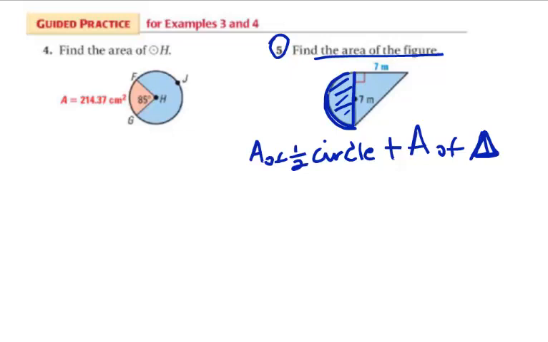So let's take a look at what a circle is. The area of a circle is pi r squared. Now look at what my radius is here. If the diameter is 7, then my radius is going to be half of that. And so we'll use pi times the radius, 3.5, half of 7, 3.5, pi r squared. But remember, I only want half of that, half of pi r squared. And to that, I'm going to add the area of the triangle.